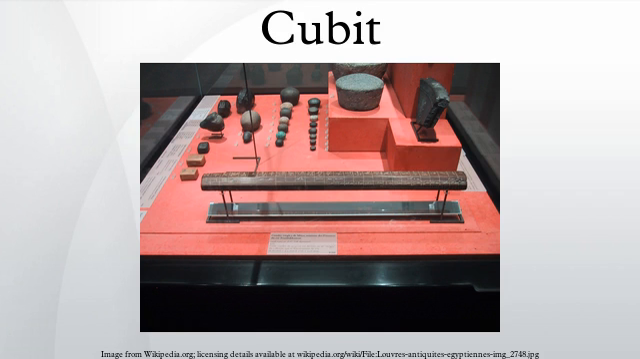The term is still used in hedge laying, the length of the forearm being frequently used to determine the interval between stakes placed within the hedge. Other units of measure based on the length of the forearm include some kinds of ell, the Indian hasta, Khmer hat and Thai sok.